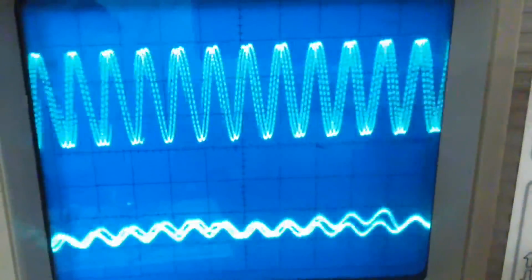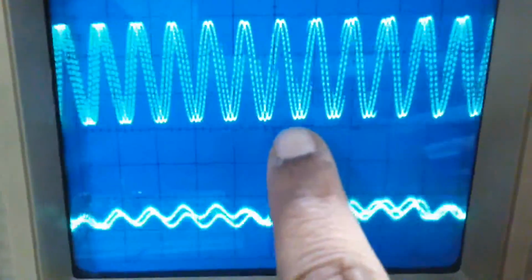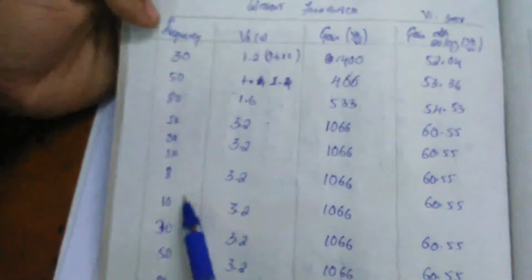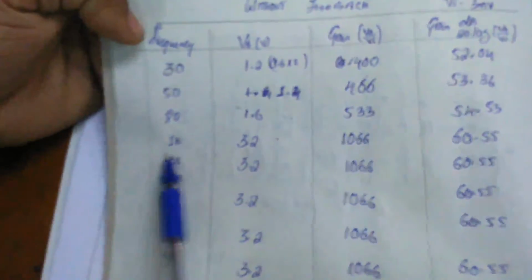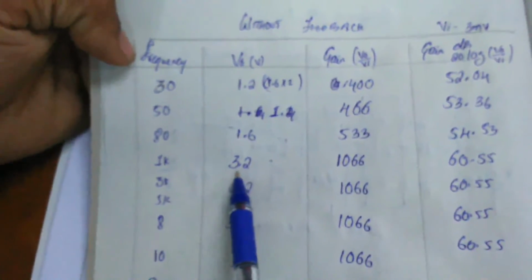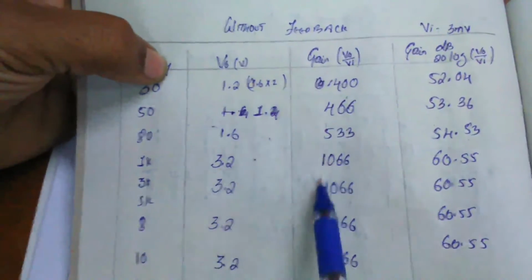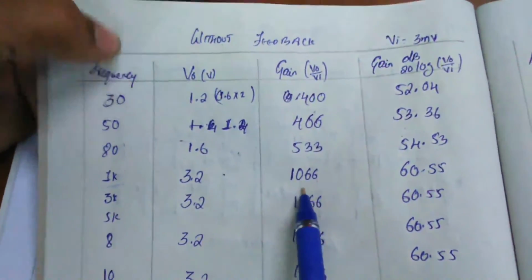So now look at your output. We have approximately 3.2. Now look at my without feedback table form. 1 kilohertz of your input frequency. 3 millivolts is a constant. The output voltage is 3.2. So output by input, I got a gain of 1066.